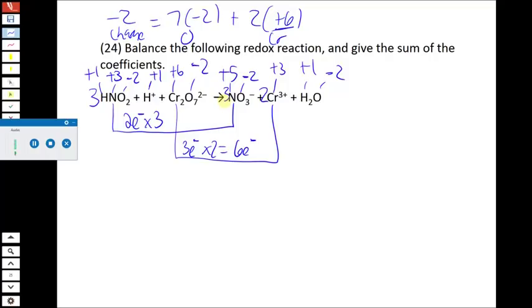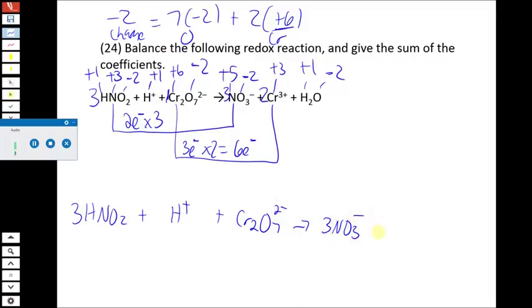So then writing out what we have so far, we have 3 HNO2, H plus we haven't done yet. This coefficient we're going to set at 1, and we're going to keep that at 2, so we don't want to change those either. So it's going to be Cr2O7 2-, goes to 3 NO3 minus, that was the other coefficient of 3, 2 Cr3 pluses, we keep that, and then water. And then as we said, the last thing we're going to do is balance the water and H plus.